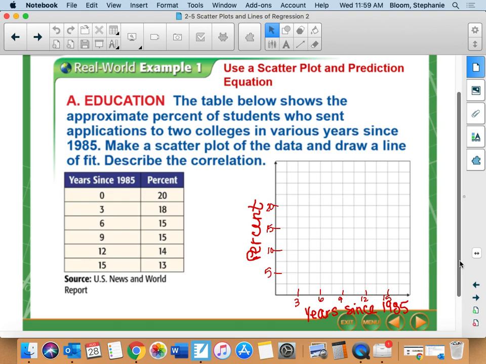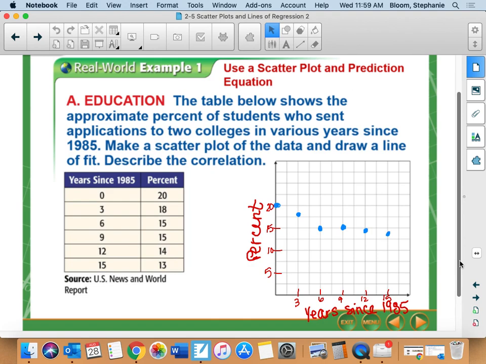And then we're just going to graph those points. So the point 0, 20, 3, 18, 6, 15, 9, 15, 12, 14, and 15, 13. Okay?